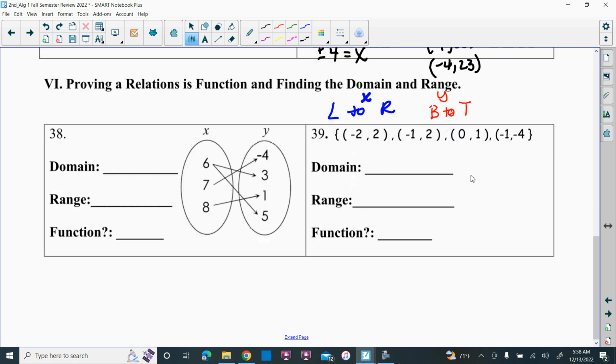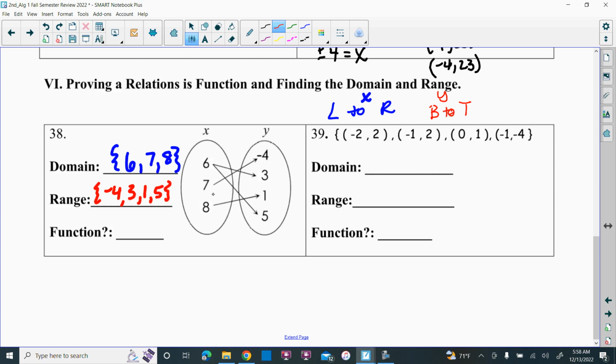Now, if this is mapping notation, so here if I want the domain, you're just going to give me the set of numbers. So this would be 6, 7, and 8. For the range, our set would be our numbers -4, 3, comma 1, comma 5.